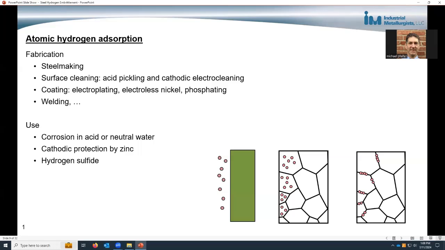During use, if we have a steel that is corroding in an acid or corroding in neutral water, then part of the reaction involves the formation of hydrogen atoms, which can be absorbed. Also, if a steel is protected by zinc and the zinc corrodes, part of the corrosion reaction will involve formation of hydrogen atoms that can be absorbed. And then in gas and oil, parts exposed to hydrogen sulfide can result in hydrogen absorption as well. So again, the hydrogen is absorbed, and then it can diffuse to the grain boundary.